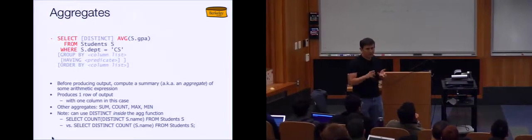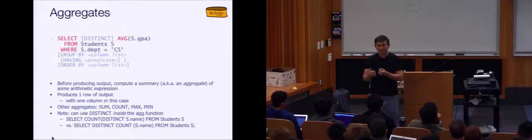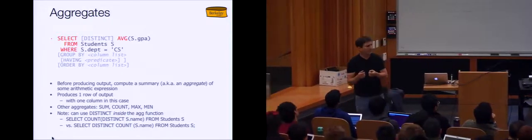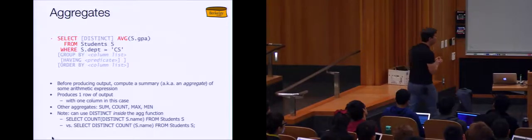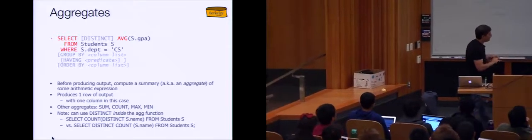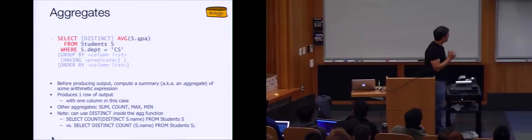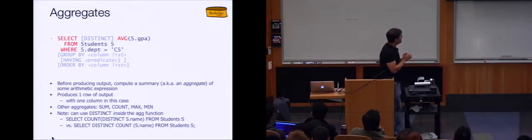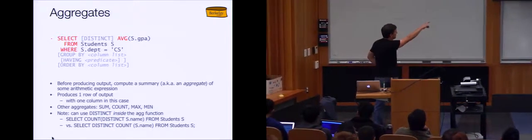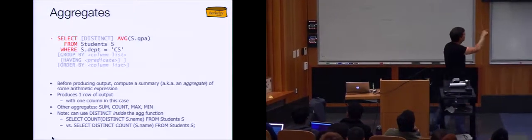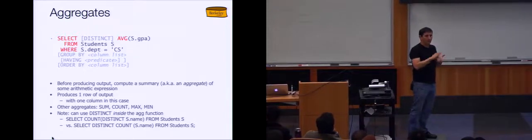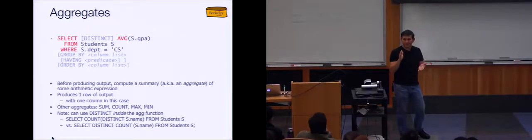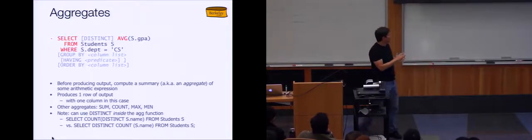There are other aggregates besides average. There's sum and count and max and min and standard deviation and median and a few others. Actually, there isn't median. Some systems support median. There are a few other simple statistical aggregations that you can compose together to do more interesting things. You can use distinct inside the aggregate function. You can say select count of distinct name from students, and it'll remove the duplicates before it does the counting. If you don't say distinct on the inside, it won't remove the duplicates.